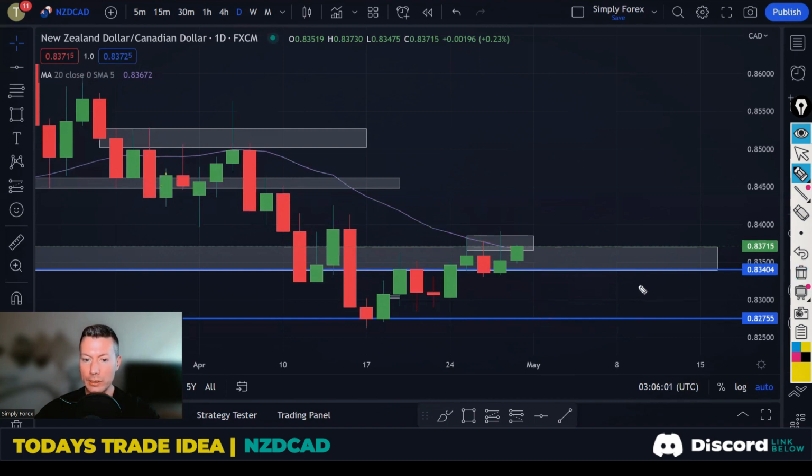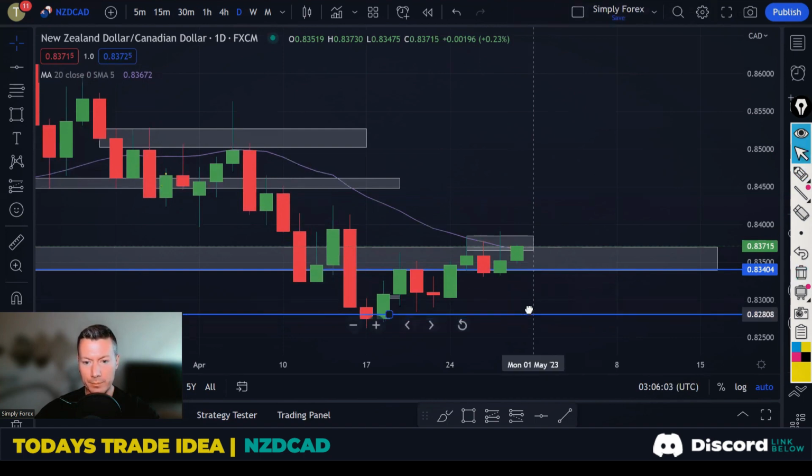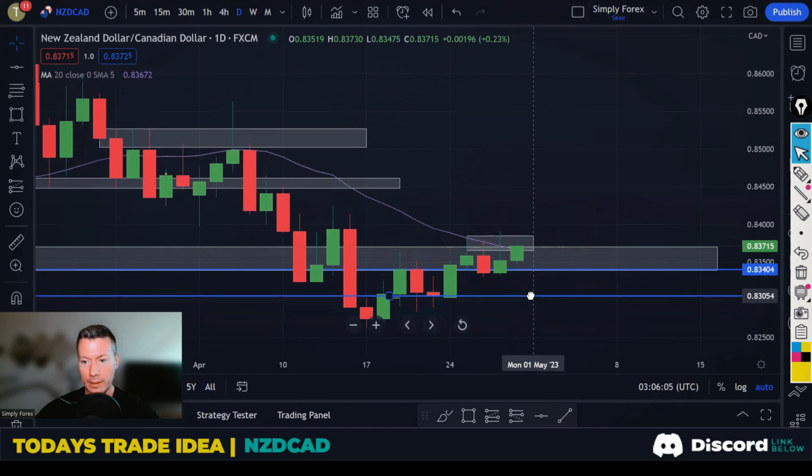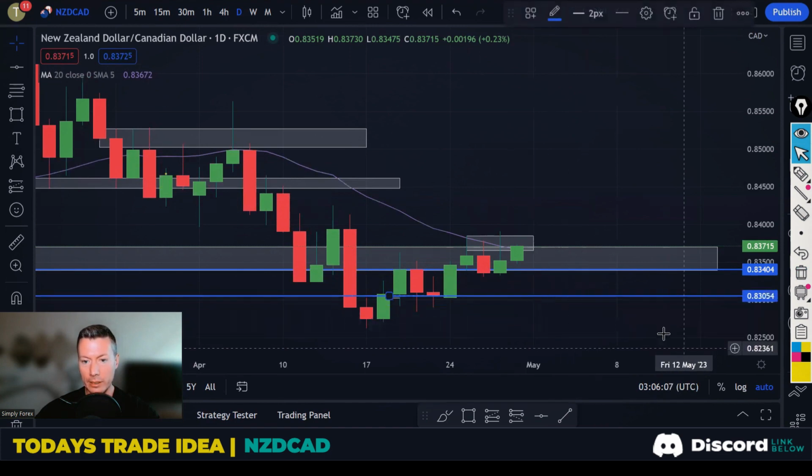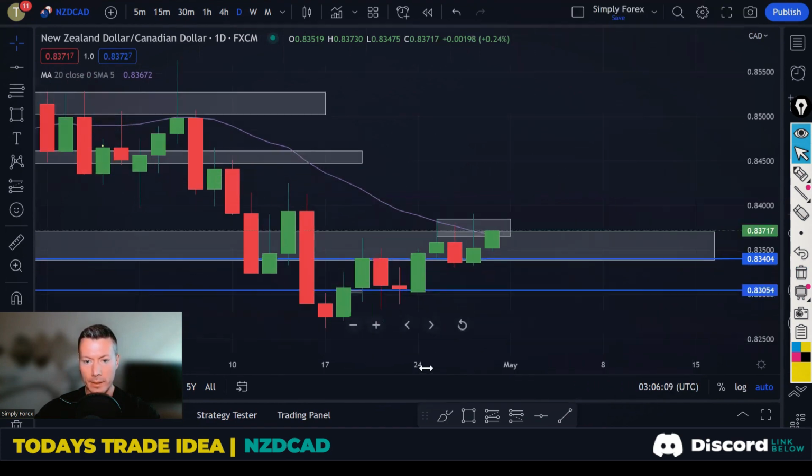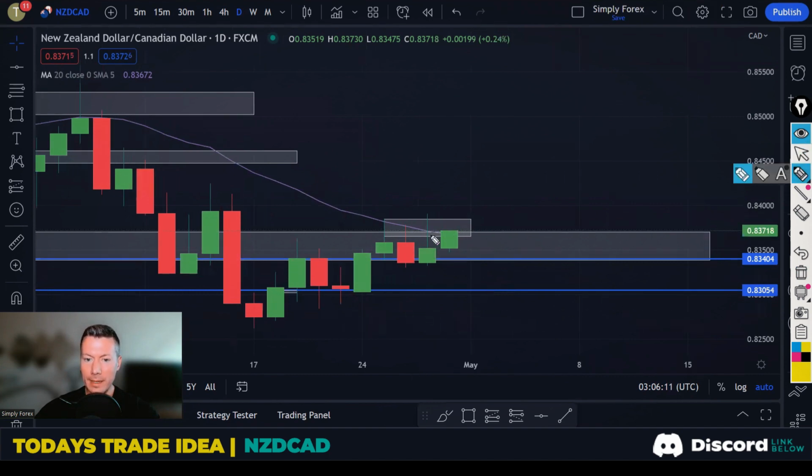Actually, I'm going to change this target. I'm going to move this target down to this psychological level here, because price has found it difficult to come lower. So when it comes lower, I don't want to push my luck all the way down to these lows. I'm just going to take it to this last low through here. But we are looking for shorts for these reasons.